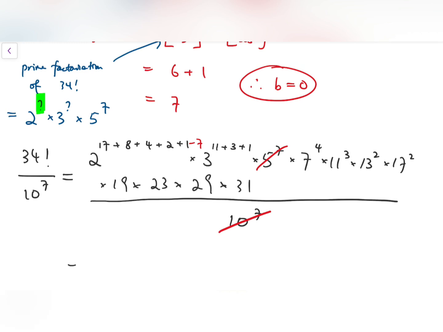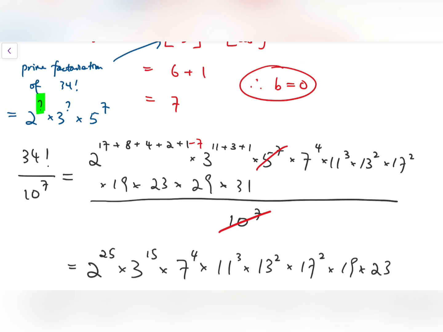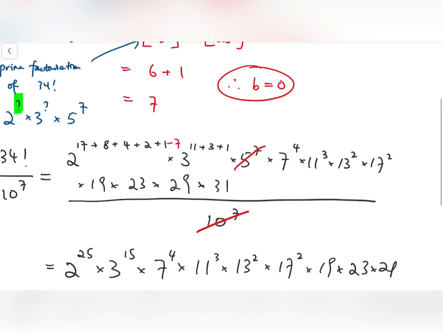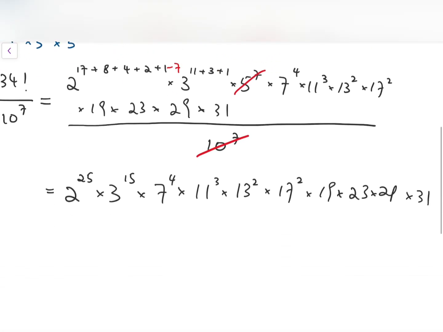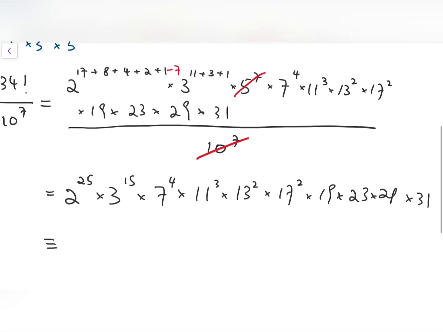So tidying up the powers, we have 2 to the power 17 plus 8, 25, 29, 31, 32, minus 7, which is 25, times 3 to the power 15, 7 to the power 4, 11 cubed, 13 squared, 17 squared, 19, 23, 29, and 31. Now, to find the units digit, we can find them one by one.